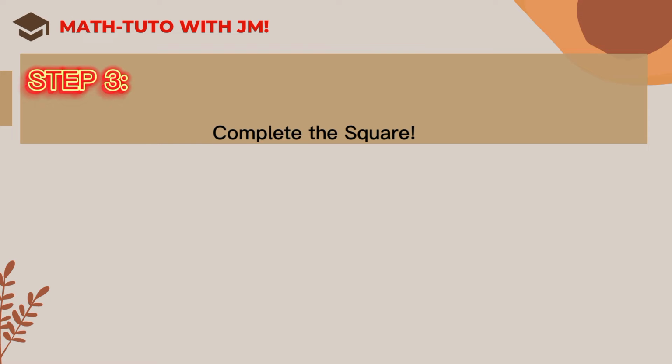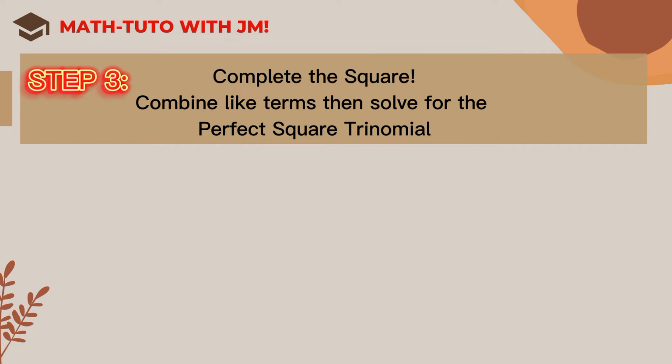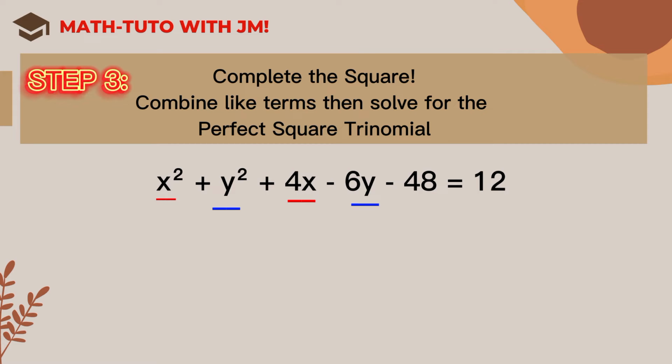Step 3. Complete the square. In completing the square, first, we must combine the like terms, and then second, we need to solve for the perfect square trinomial. In the equation, the terms that are underlined with red are the x terms, and the blue are the y terms. So you need to combine all the terms of x and y before solving for the PST. To combine terms, you may use parentheses to avoid confusion. You will enclose in one parenthesis all the x terms and another one for the y terms.